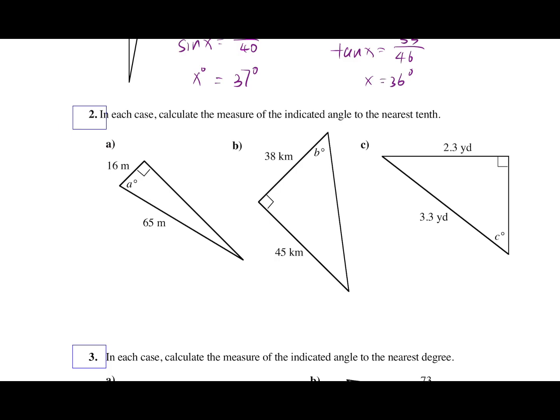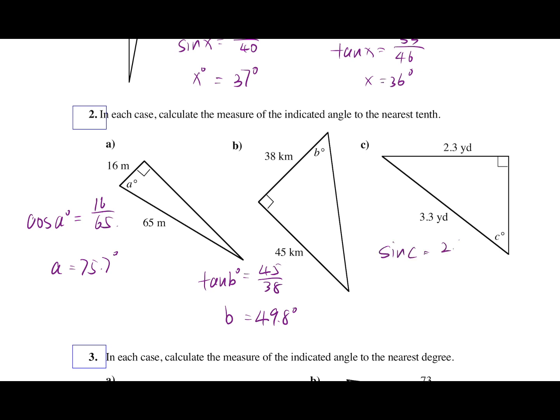Okay, and for B, the first one is cosine A is adjacent divided by hypotenuse, and then A is 75.7 degrees. And for B, tangent B equals 45 divided by 38, so B is 49.8 degrees. And for C, sine C equals 2.3 divided by 3.3, so C equals 44.2 degrees.